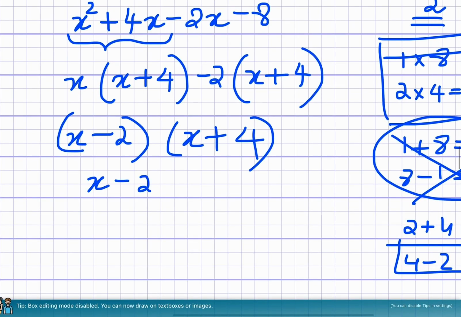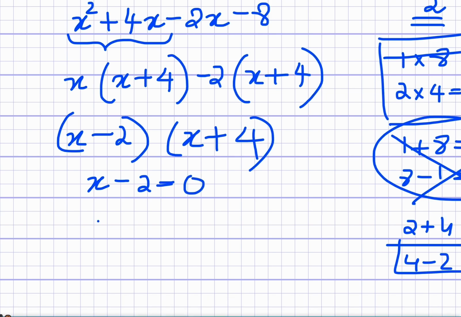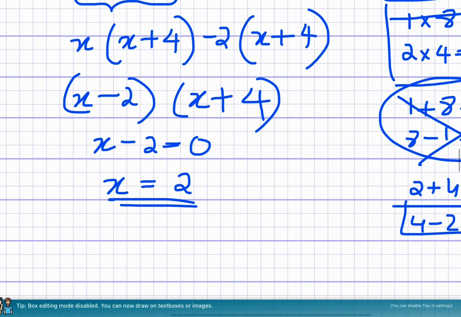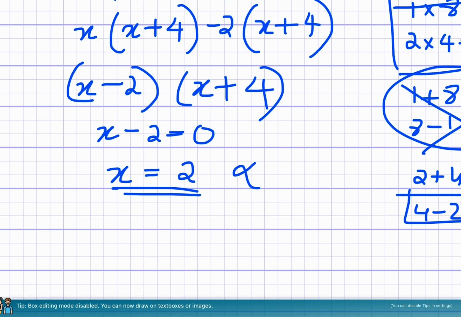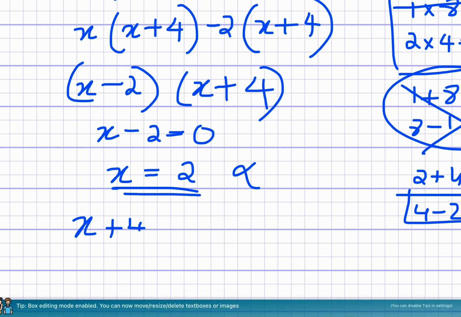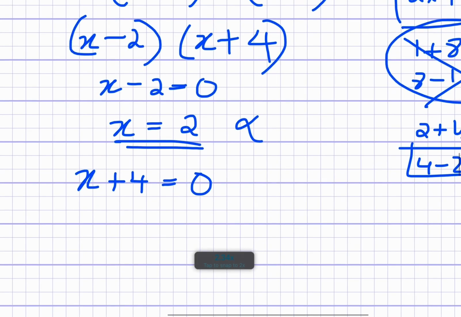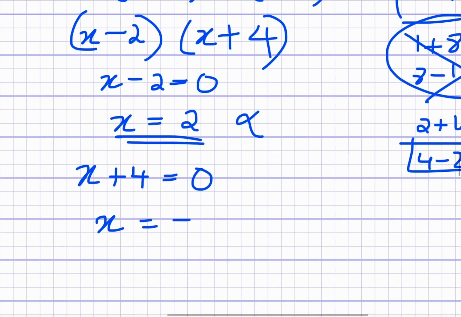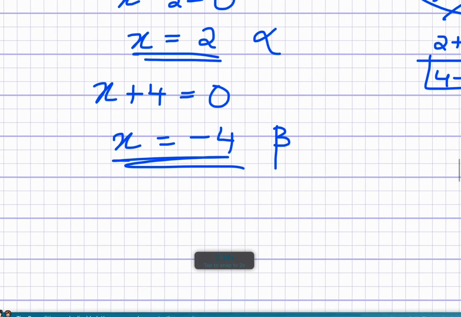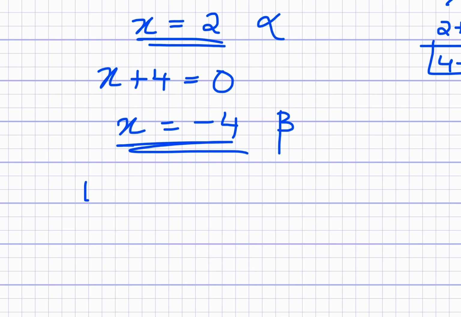Now how can we find the zeros? We substitute x minus 2 equal to 0, so x is equal to 2. This is the first zero, we can consider it as alpha. Now x plus 4 is equal to 0, so x is equal to minus 4. This is the second zero, we can consider it as beta. Now how can we verify it? LHS and RHS, we can write like this.